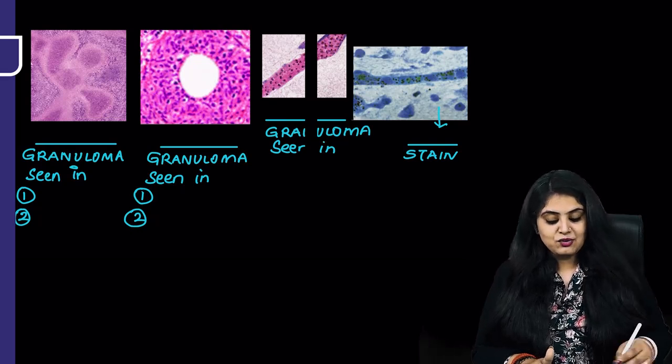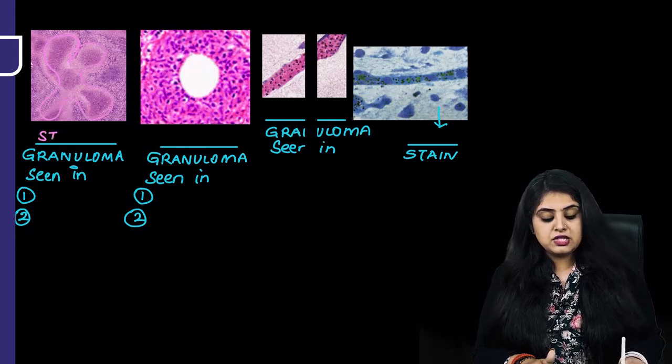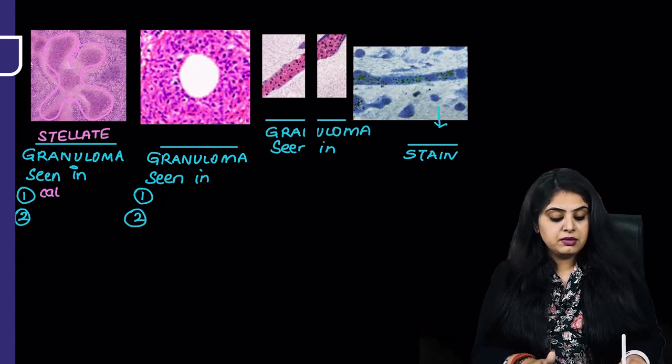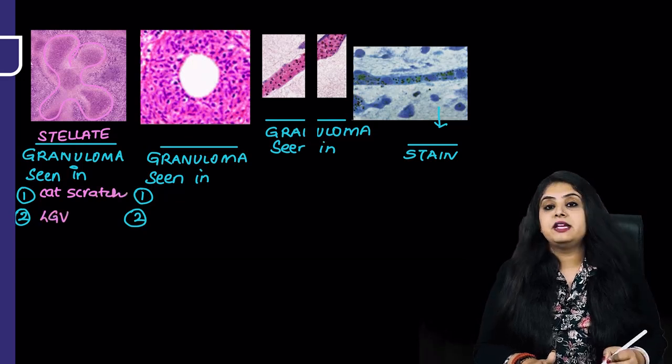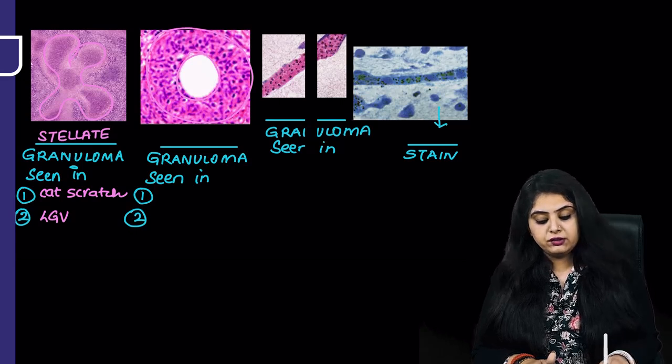Now number one granuloma shape is, if you get to see this kind of a granuloma, which is all of stellate, then stellate granuloma is seen in 2 conditions. Number one being the cat scratch disease and the second one being lymphogranuloma venereum. The next one I don't even have to describe, because this is what? This is looking like a donut, right? So when it's looking like a donut, I call it a donut granuloma.